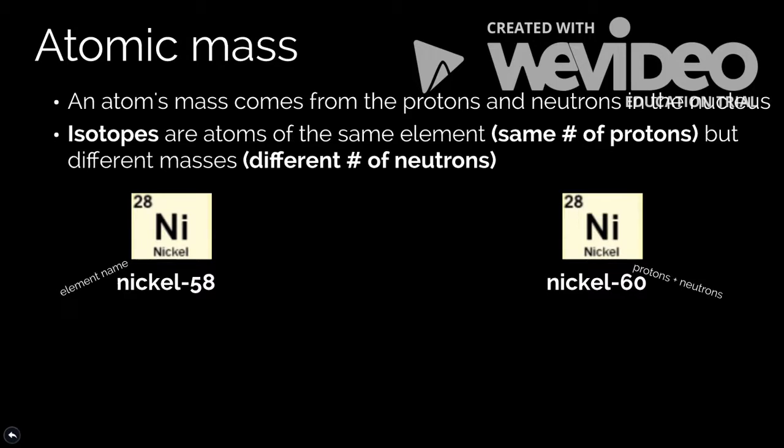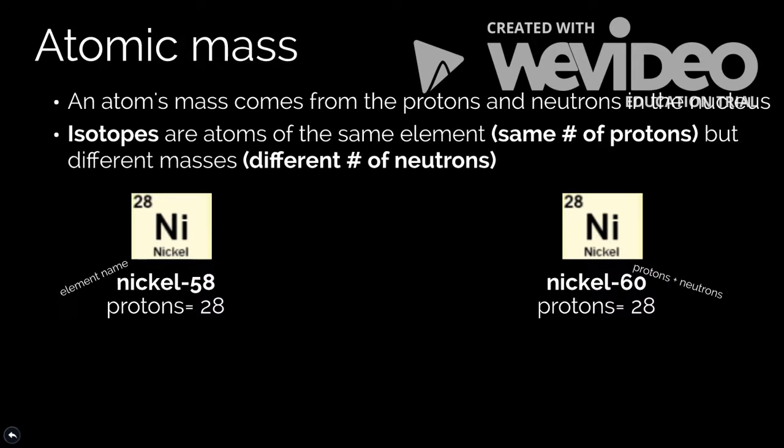Now, if we know where nickel is on the periodic table, we can see that its atomic number is 28. So from that, we know that both of these nickel atoms will have 28 protons. There's no other way around it. If it had 29 or 27, then it'd be a completely different element. But because it's nickel, it has to have 28. Now, what can be different on this one is the number of neutrons. So again, we have different masses for these. We have 58 and 60 for these two isotopes.